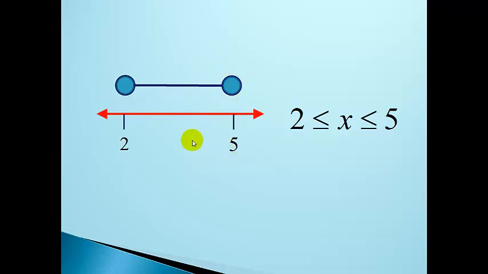So that is the number line. This is the number line for the inequality x greater than or equal to 2 but less than or equal to 5. So it's between the point 2 and 5. And take note, 2 and 5 are included because x is equal to 2 and x is also equal to 5.